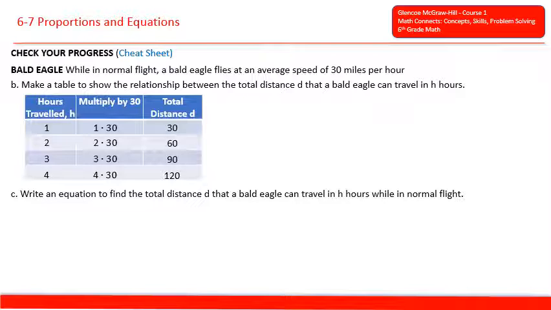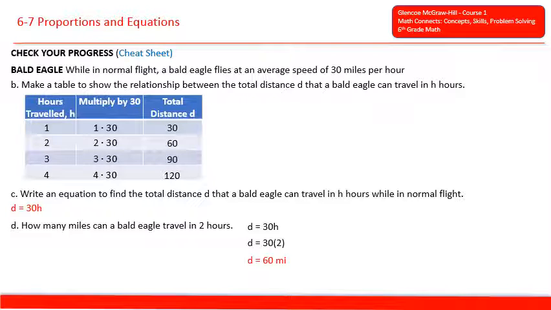Number 3. Write an equation to find the total distance, d, that a bald eagle can travel in h hours while in normal flight. D equals 30h. So the distance the eagle travels equals 30 times the number of hours. How many miles can a bald eagle travel in 2 hours? D equals 30h, where the distance equals 30 times the number of hours. Distance equals 30 times 2 hours. The distance the bald eagle travels in 2 hours is 60 miles.